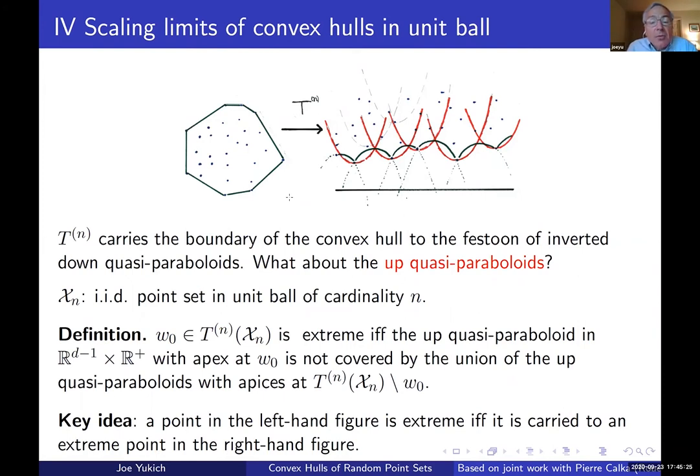So one can characterize the extreme points using these up parabolas, and you can also characterize extreme points using the down parabolas as well. Okay, so we are just asserting that there is a transform. It depends upon the sample size, which carries this picture into the right-hand picture. In a few minutes, I will tell you what the transform actually is.